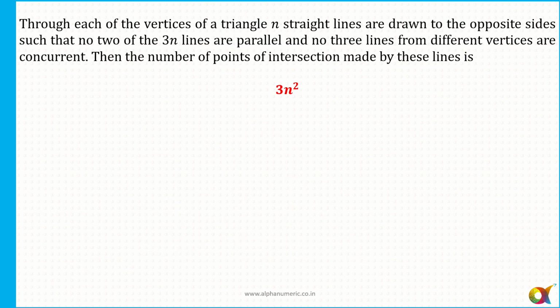So in general, I can say through each of the vertices of a triangle, n straight lines are drawn to the opposite side such that no two of the 3n lines are parallel and no three lines from different vertices are concurrent. Then the number of points of intersection made by these lines is 3n squared. So that's a general formula which you can use directly in the questions here.